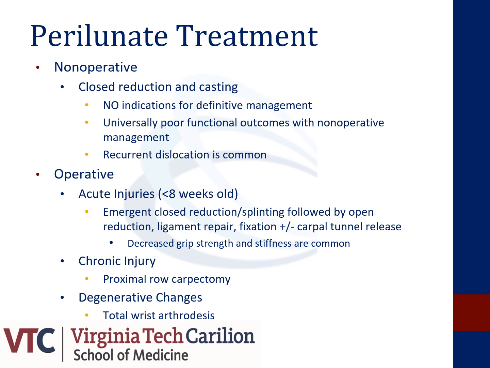Following operative management of these injuries, it is very common for these patients to have decreased grip strength and stiffness. If it is a chronic injury, meaning greater than 8 weeks from onset, patients should undergo a proximal row carpectomy. And if there are associated degenerative changes, the patient is best suited with a total wrist arthrodesis.